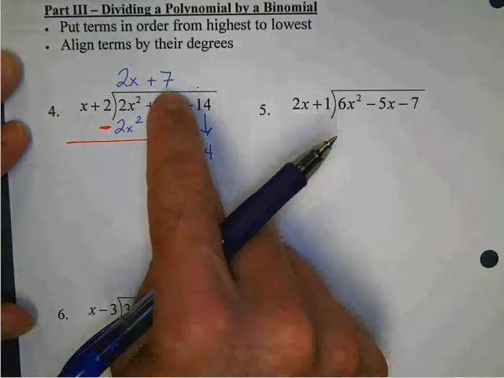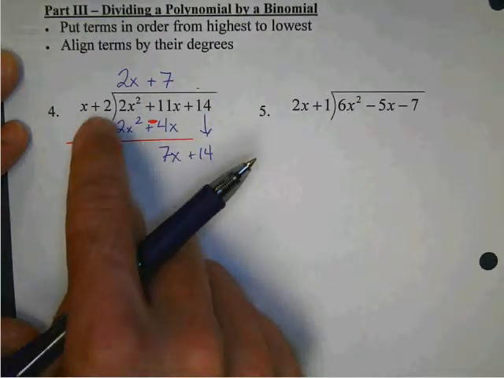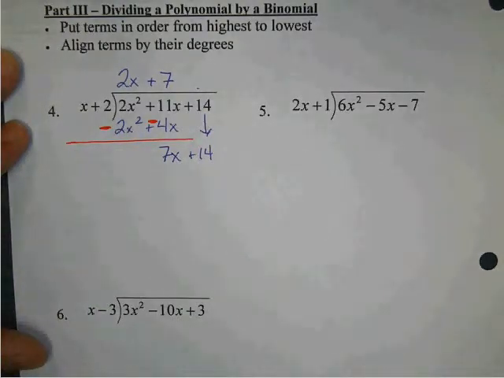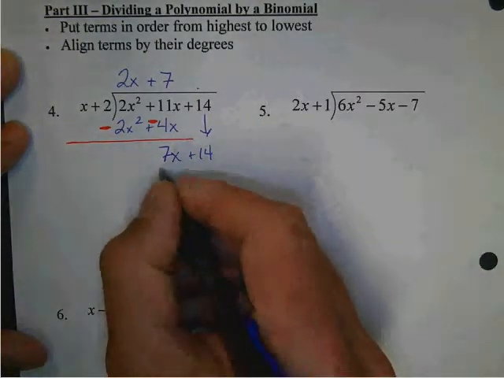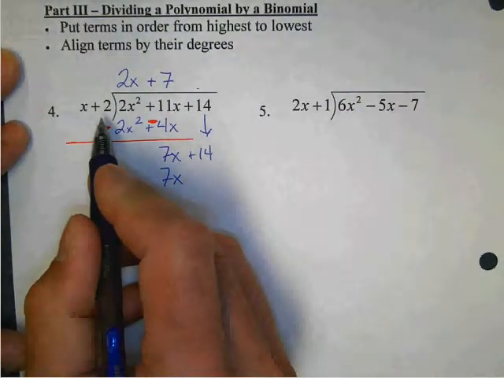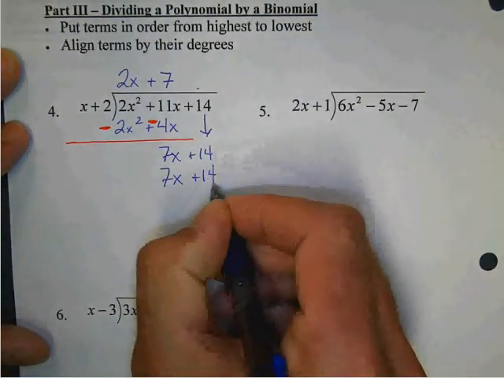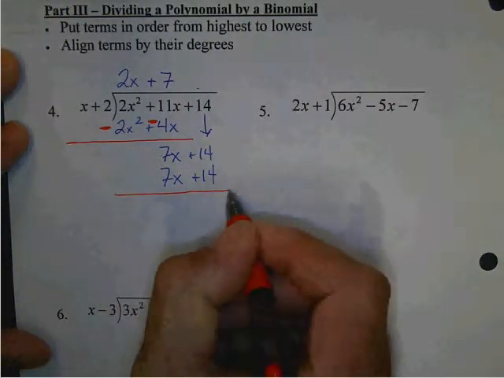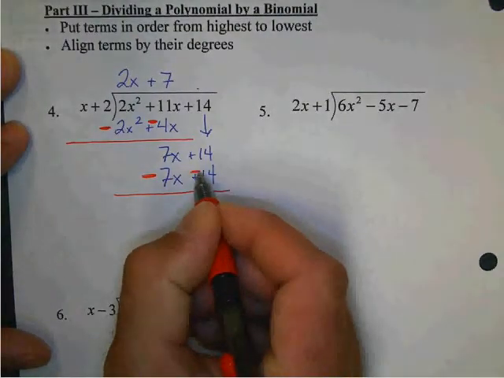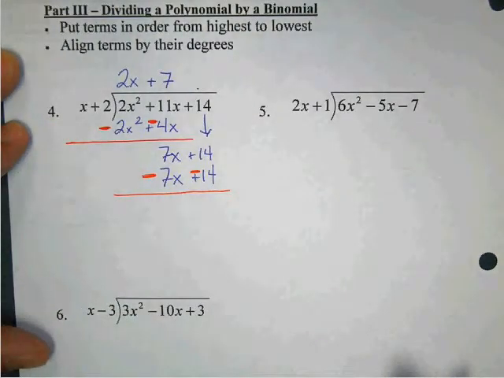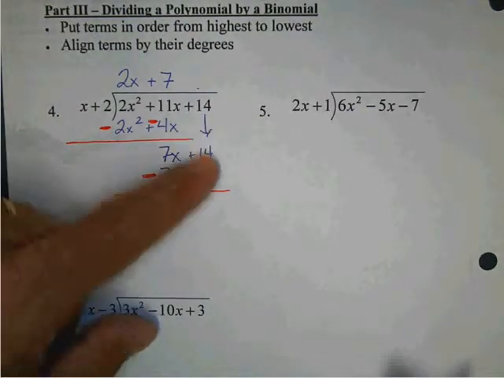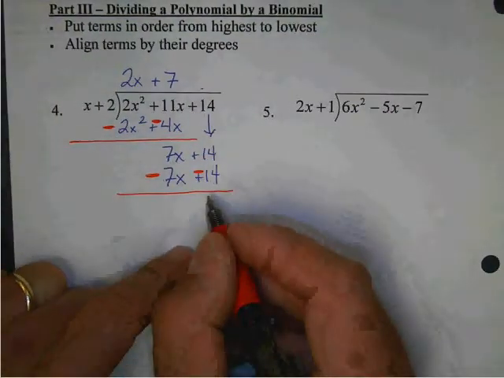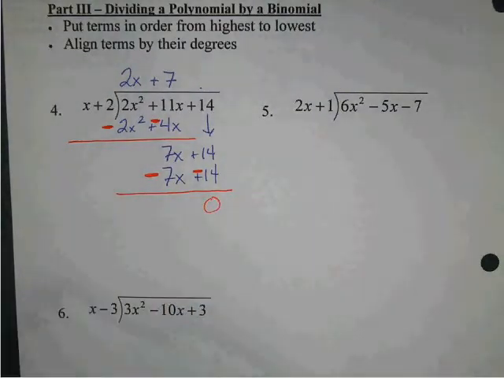Now, 7 times x and 7 times 2. What's 7 times x? 7x. What's 7 times plus 2? Plus 14. What's my next step? Subtract. Go through and subtract. Change the sign of the first one and change the sign of the second one. We subtract. What's left? 0. So is there a remainder? So when you divide 2x squared plus 11x plus 14 by x plus 2, you get 2x plus 7.